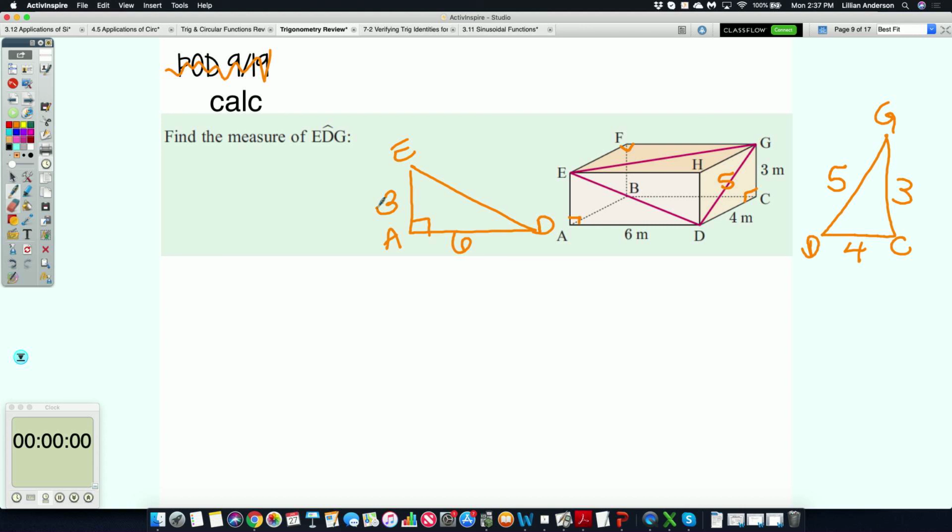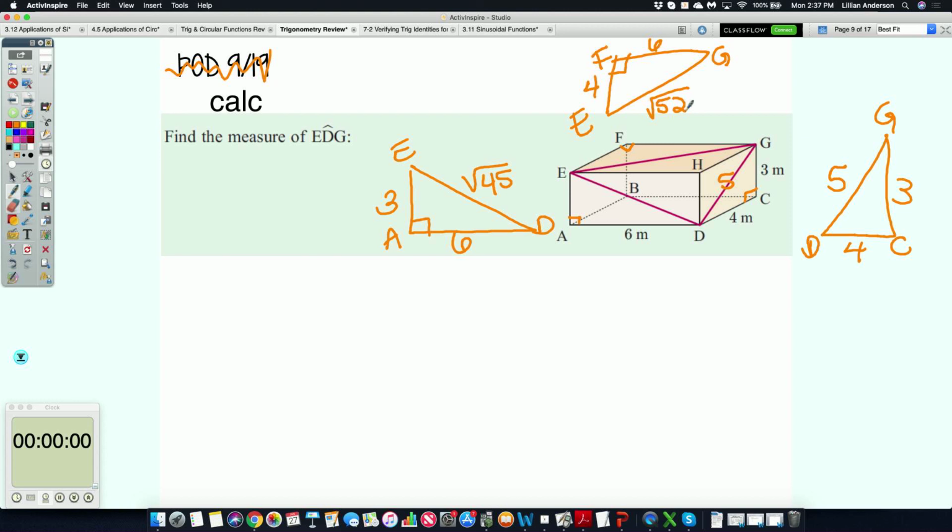3 square root of 5. 3 square root of 5, so the square root of 45 originally? Yes. Okay, cool. So then you have this one up here at the top, this FEG, or, to be honest, you really could use any one. FG was how long? 6. EF was 4. So then this becomes the square root of what? 52, which is 2 square root of 13.